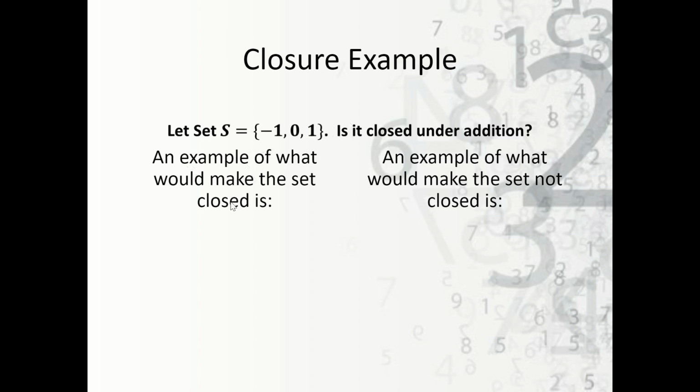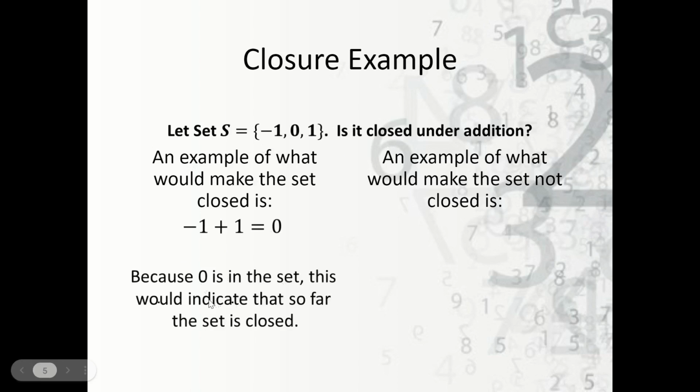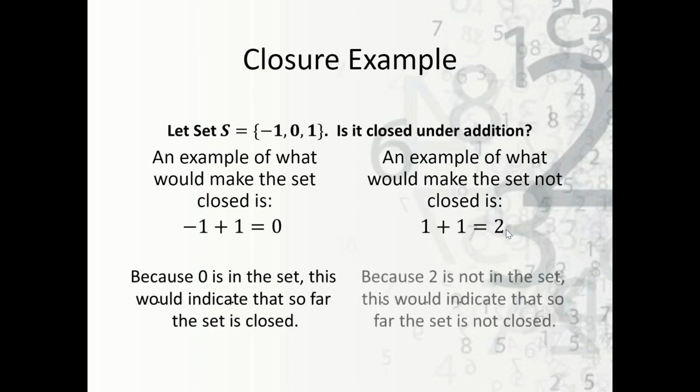So an example of what would make the set closed would be -1 plus 1 equals 0. Because 0 is in the set, it looks like it might be closed. Now, is there an example we can come up with that makes it out of the set? Well, if we add 1 plus 1, because we do need to include it plus itself, so 1 plus 1 equals 2. Well, 2 is not in the set, therefore the set is not closed. And again, if there's even one example of this, it doesn't matter that the other part ended up inside the set. Because this one example is out of the set, then the whole set is not closed.